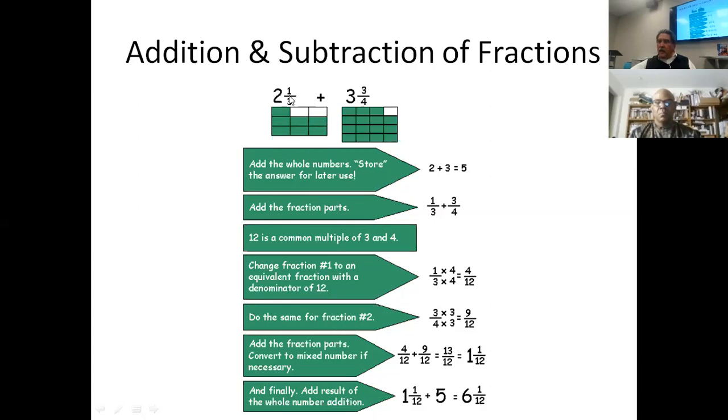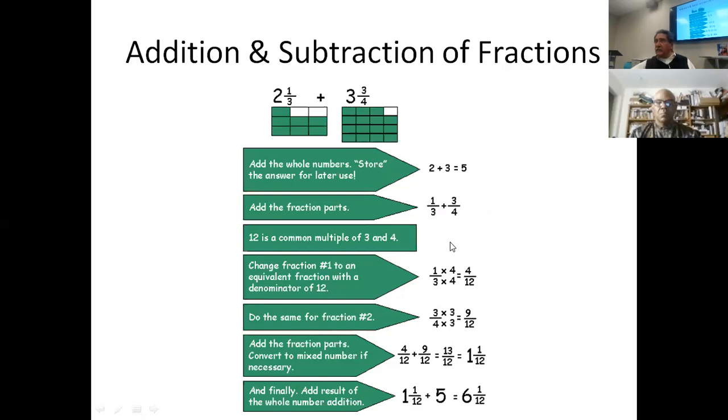First of all, just add these integers. 2 plus 3, 5. So the final answer will have a 5 right in front of it. Then you add 1/3 and 3/4. In order to do that, you must make their denominators the same. I want to change the denominator of this number to 4. How can I do that? Multiply the numerator and the denominator by 4.